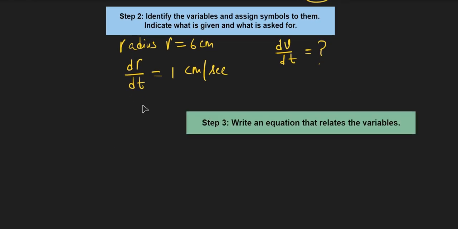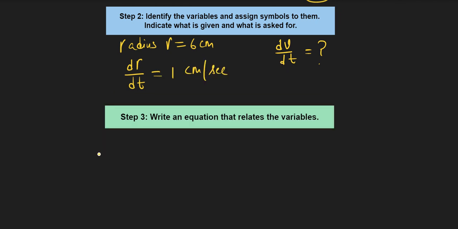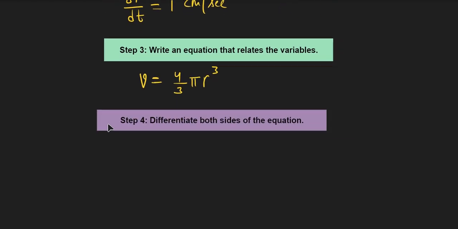step of our problem. In step 3 of this problem, we have to write the equation that relates the variables. We know that the volume of a sphere is 4 over 3 pi r cubed. So that is the relation, and if you don't know how to find this, I have attached a formula sheet. You can use it, and you can use this formula. But now let's go to the next step. After we know the formula, all we have to do is differentiate both sides of the equation now. That is step 4.